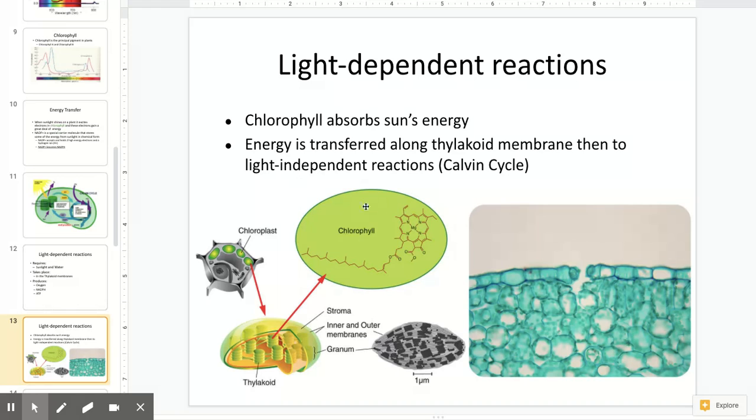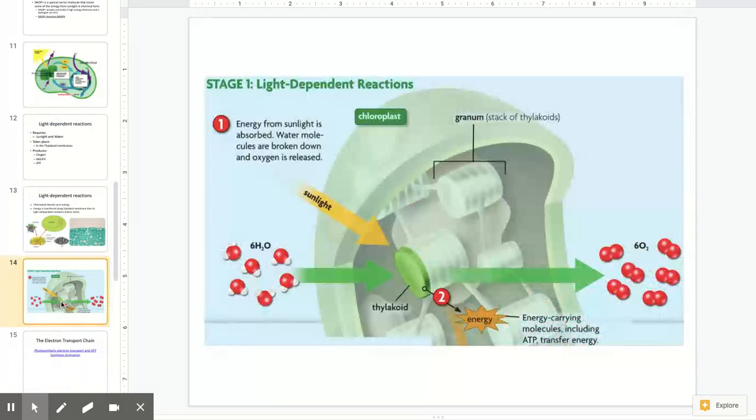So in the light dependent reactions, we have our chlorophyll, and chlorophyll is going to absorb that sun's energy. And this is the way the chlorophyll molecule actually looks. Again, the chlorophyll is found inside the thylakoids of the chloroplast. And I just thought this picture over here was pretty neat because all those little greenish blue dots, those are chloroplasts within the plant cells. So just kind of like that picture.